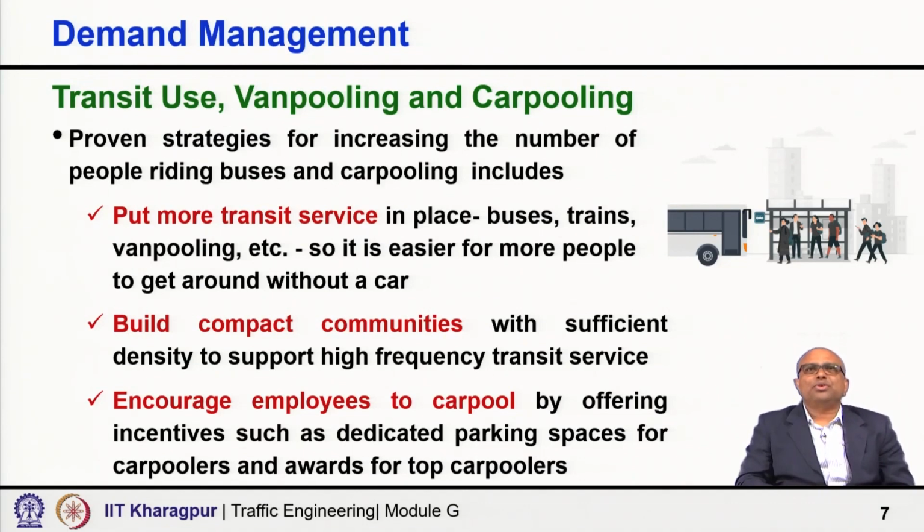First, coming to transit use, van pooling and carpooling, these are proven strategies for increasing the number of people riding buses or carpooling or van pooling. They can be implemented in several ways. Some important aspects include putting more transit service in place, giving more supply of buses, trains, LRT, more van pooling options, so that it is easier for people to get around without a car, increasing the options.